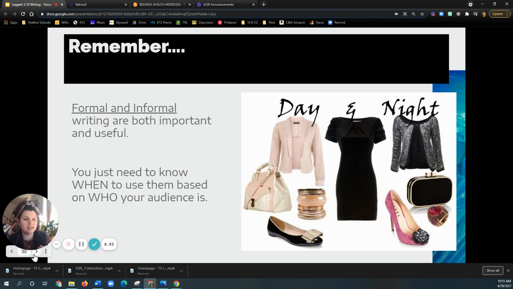Okay, so to wrap this lesson up, remember that formal and informal writing are both important. They're both useful. This is not a lesson to bash on informal writing. You just need to know when to use them, and that depends on who your audience is.